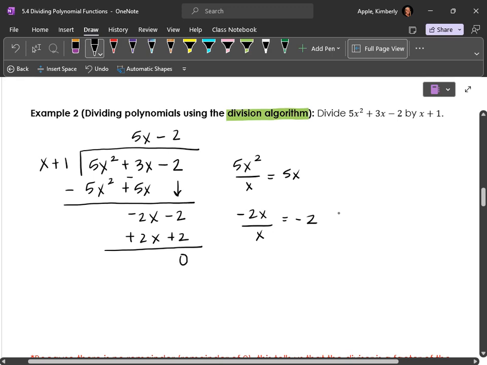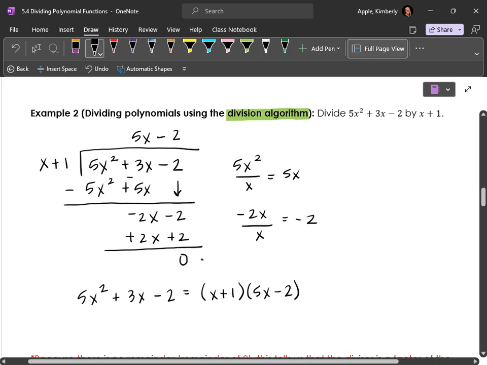And so again, if we're going to write this according to the division algorithm, we will write 5x squared plus 3x minus 2 equals the divisor times the quotient, but the remainder is 0, so there's nothing else there.